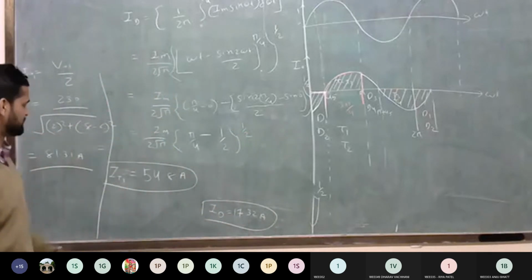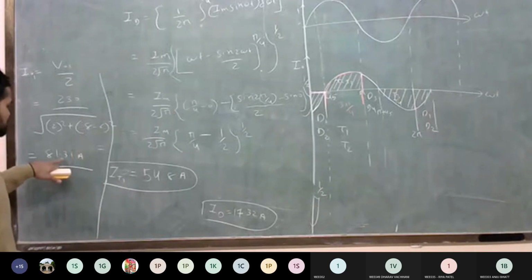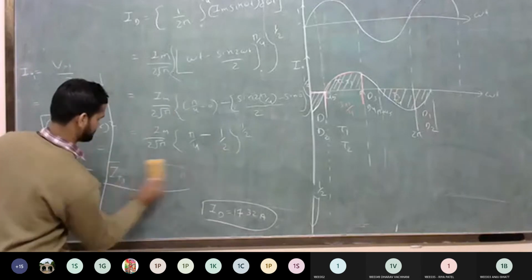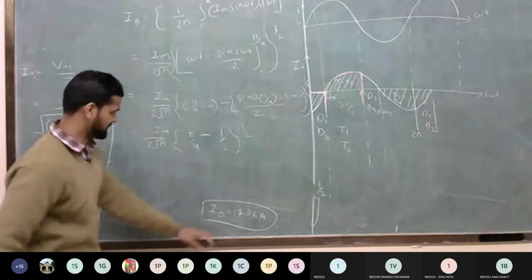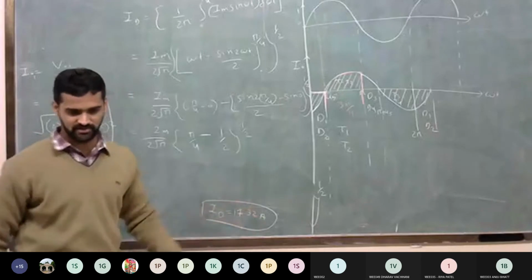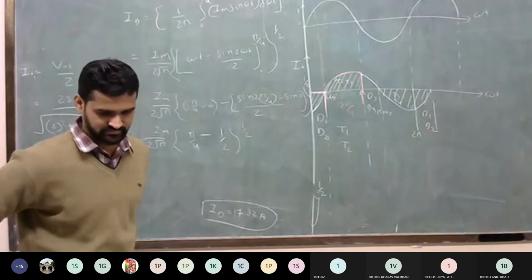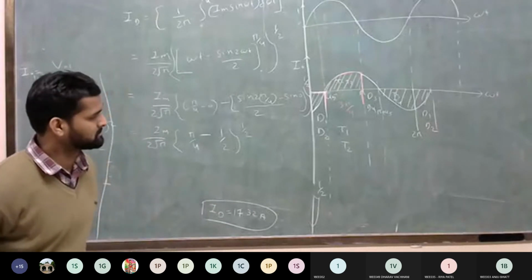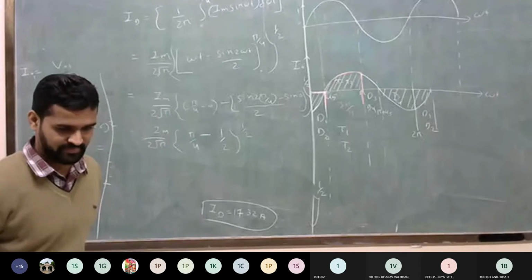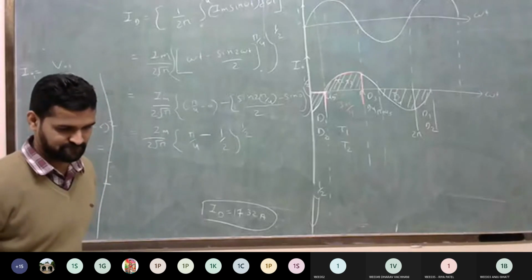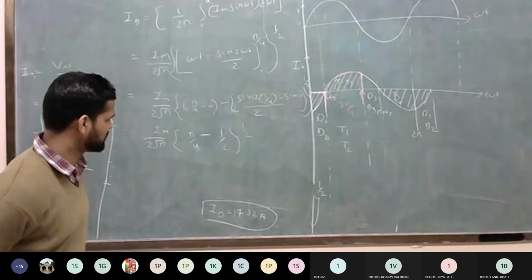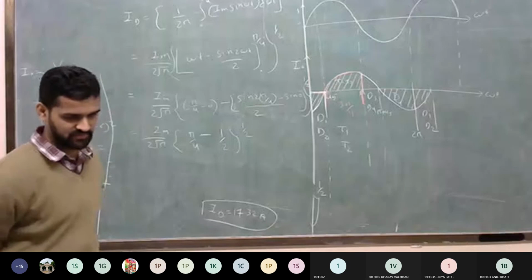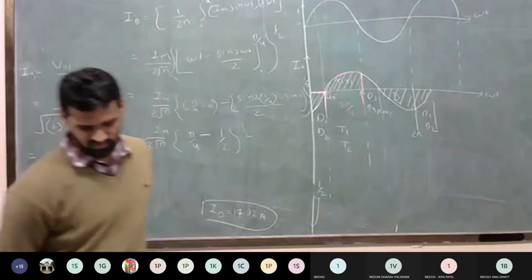The value of Im, again it is what? Root 2 times 81.31. So calculate this and verify that it is 17.31. Okay. Have you got this? 17.32. Yes, sir. Okay. So here the example is over.